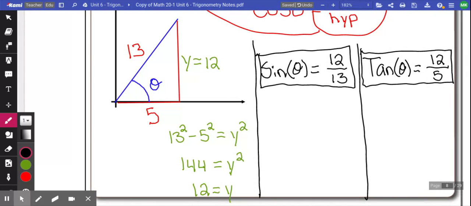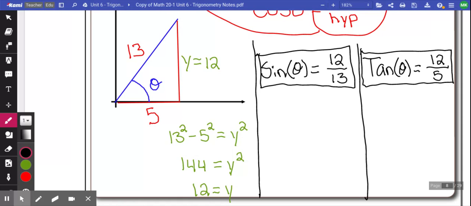Pythagorean Theorem for this case would be 13 squared minus 5 squared. That'd be c squared minus a squared. That gives me 144. The square root of 144 is 12. Therefore, my missing side, which I called y, is 12. The reason I called it y is because if we think of that as a point, that would be my y value, right? From the bottom going up to the top of that triangle.